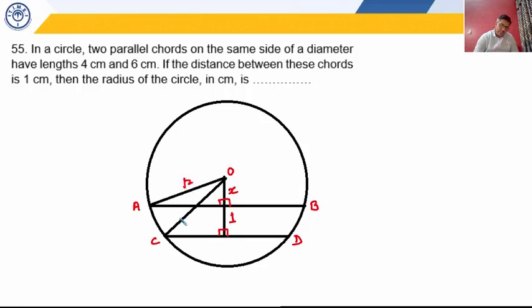This is R and this is also R. We need to calculate this R. And you know that center to perpendicular on the chord is by default a perpendicular bisector. So this is 3 and 3, 6, 2 and 2, 4. Now look at the triangle. We have two right angle triangle. Just focus upon this right angle triangle and this right angle triangle.